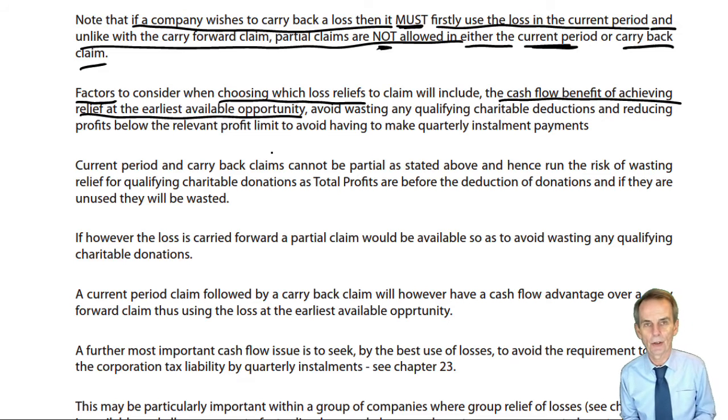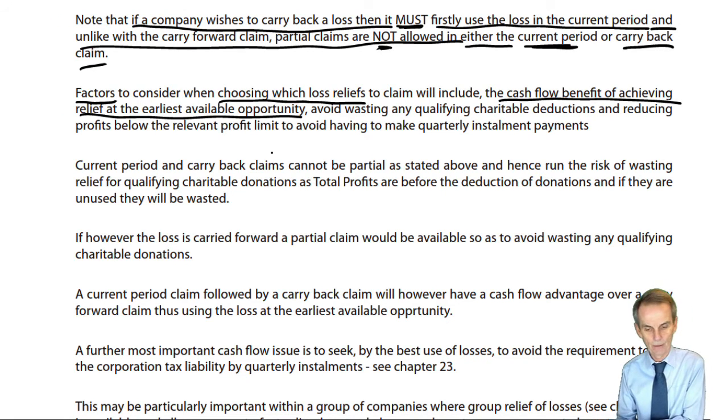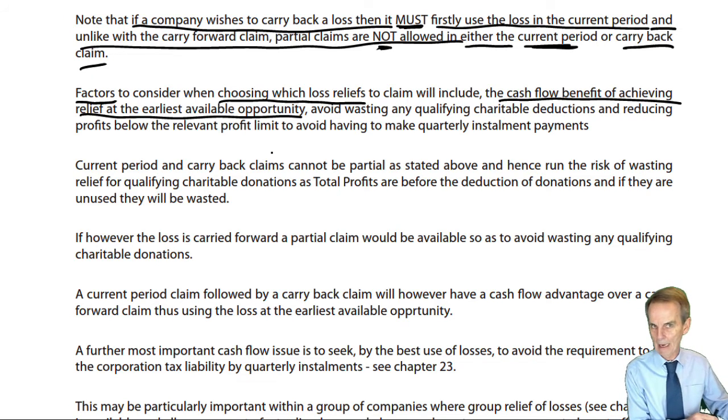Let's assume it's not a large company here, given that it's loss-making. You won't have to pay any tax there on those total profits the 9 months and 1 day after the end of the accounting period. That payment is avoided. But in so doing, it opens the door to a carryback claim.